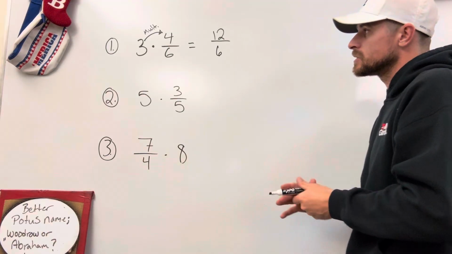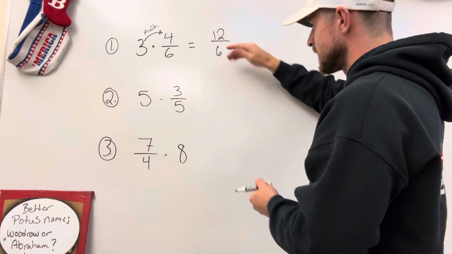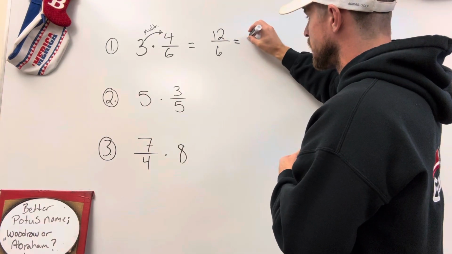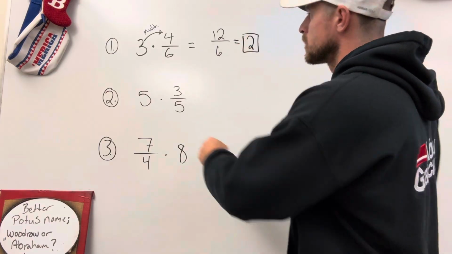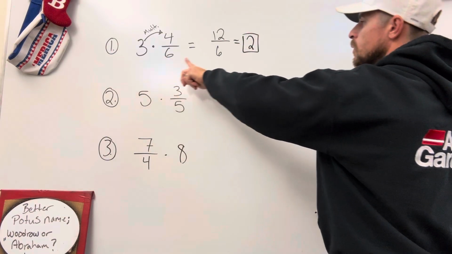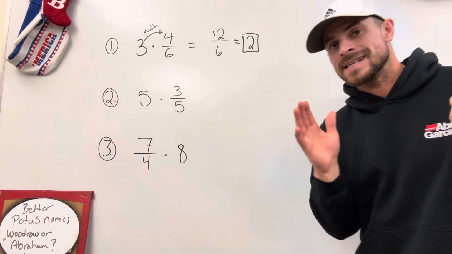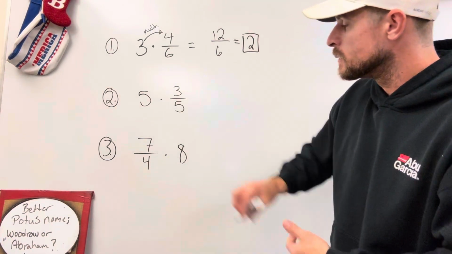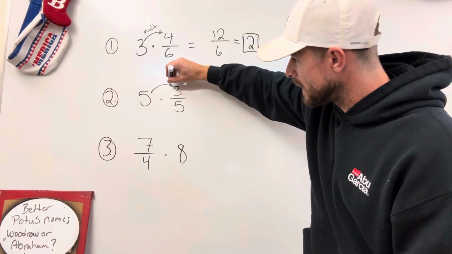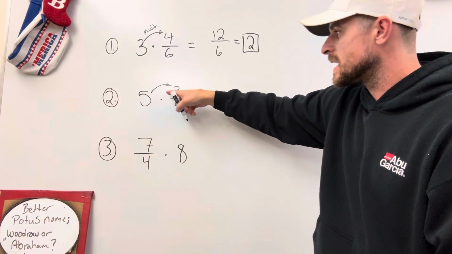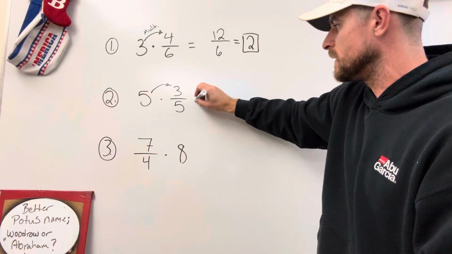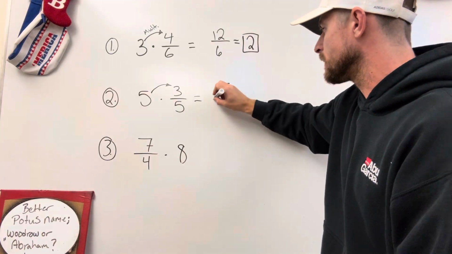And now all we got to do is take 12, divide it by 6, and we'll have our final answer simplified down to 2. So when we multiply 3 times 4 sixths, we're going to end up getting 2 as the final value. All right, let's follow those exact same steps with problem number 2. We're going to take the whole number, multiply it by the top. So that's 5 times 3. 5 times 3 makes 15. So we're going to put 15 up on the top.